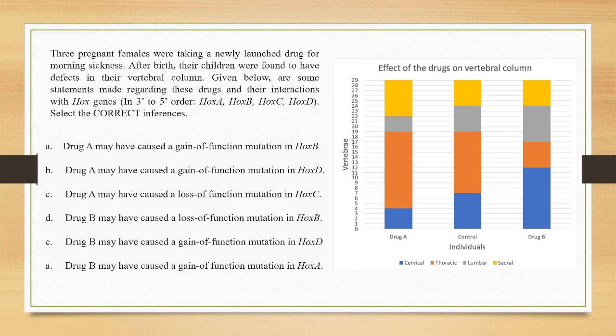Your objective should be to understand the concept. Okay? Now you try to solve. If you know the function of Hox genes, these Hox A, B, C, D, then it is very easy for you. And you should also know how to analyze these kinds of graphs. This is the control. So you have to analyze with respect to your control. What are the levels with respect to control in drug A? What are the levels with respect to control in drug B? Okay. So now try to solve it.